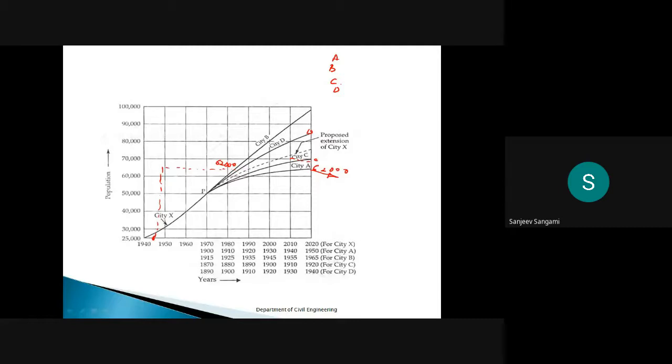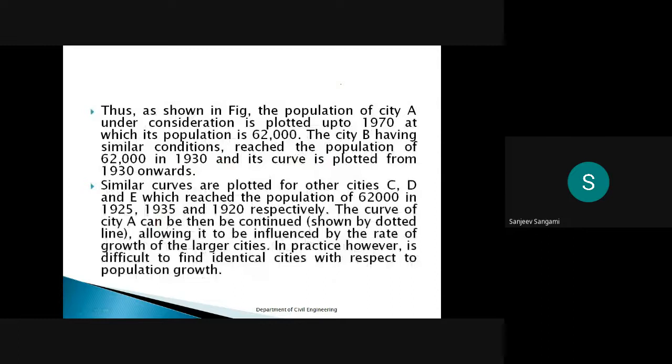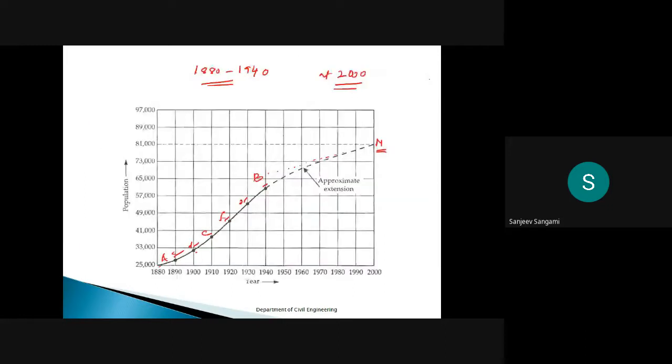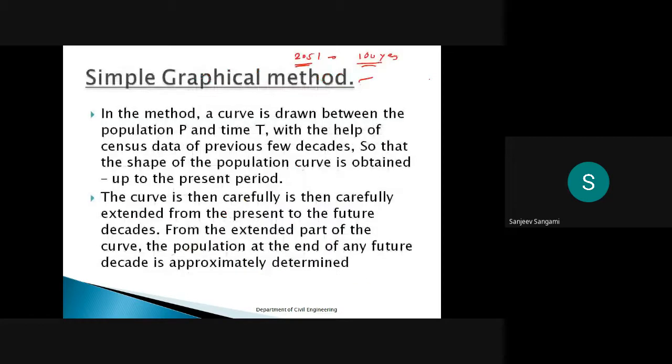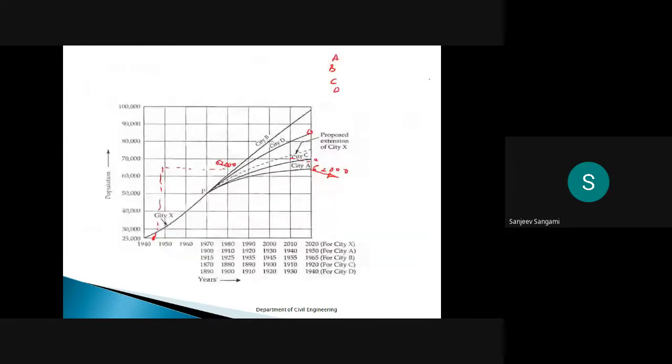Then, based on the previous data for the population, the curve of city A can be continued, allowing it to be influenced by the rate of growth. What we have to do is, based on the arithmetic increase method, or the geometric increase method, or the incremental increase method, extend that graph. Up to here it will be there, assuming that we are getting 62,000 at this point.